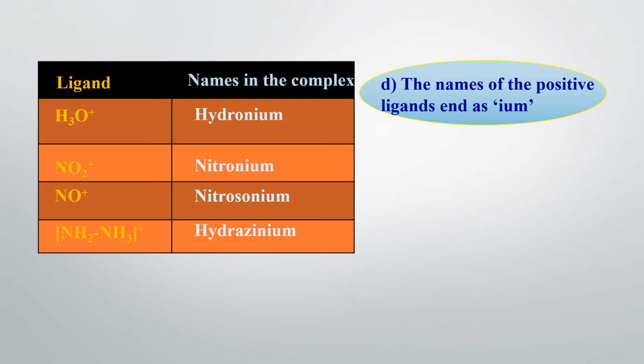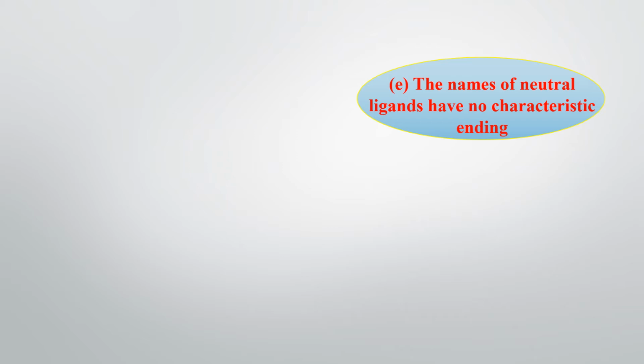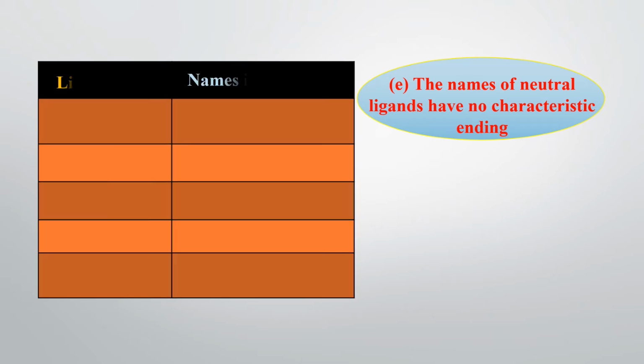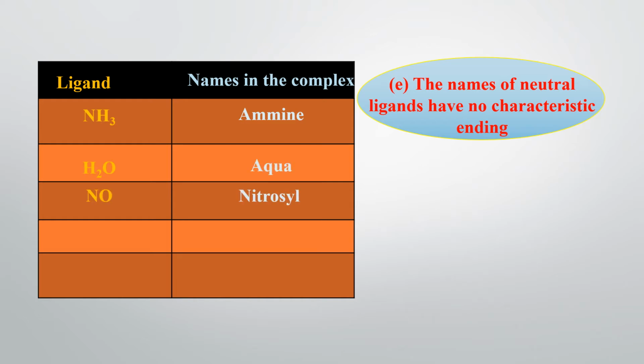Hydrazinium. So the positive ligand ends with IUM. Now see, the names of neutral ligands have no characteristic ending. Take an example of a neutral ligand, ammonia. We will call it amine here. Water we will call aqua. Nitrogen oxide we will call nitrosyl. Carbon monoxide we will call carbonyl.